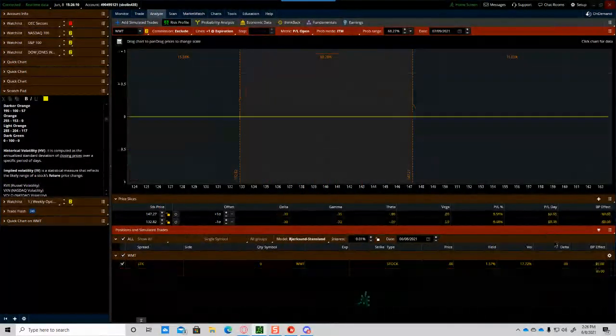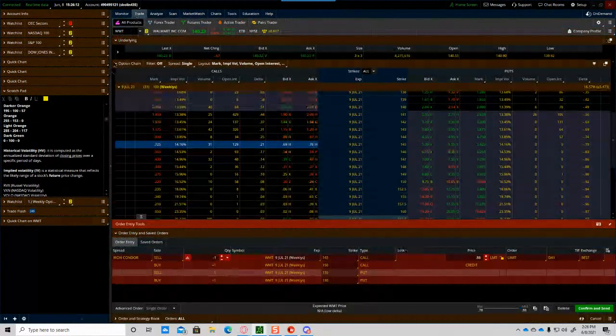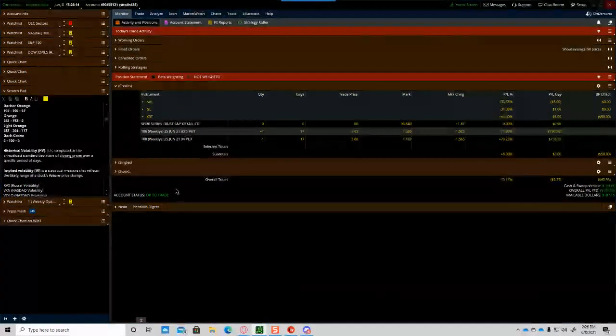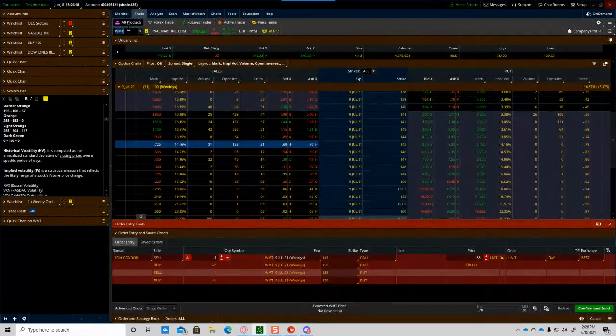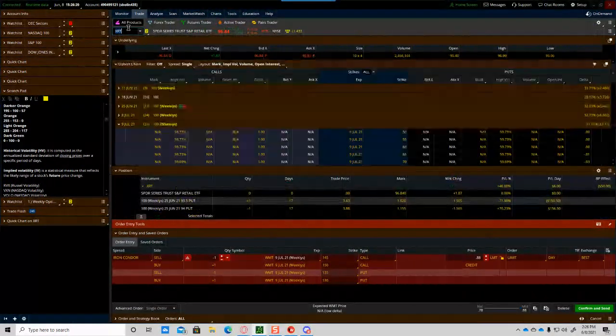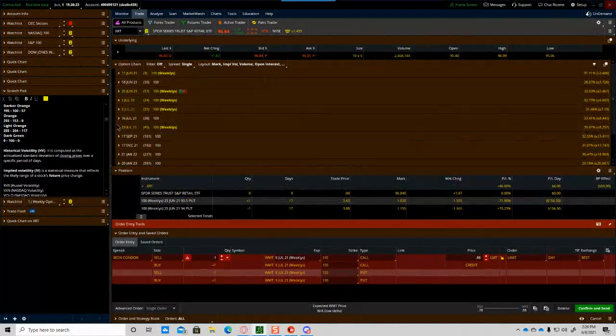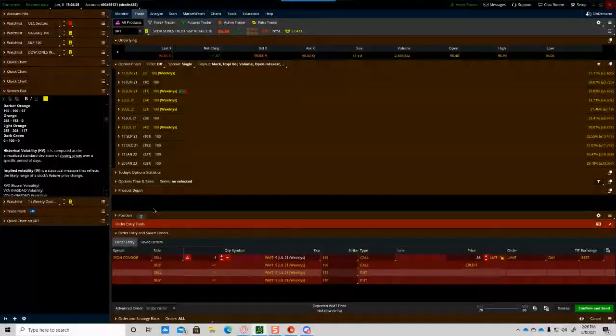Like the one that I've got on that we were looking at earlier, XRT. I honestly forgot I had this trade. I knew I had it in there, kind of. I keep track of this portfolio a little bit.